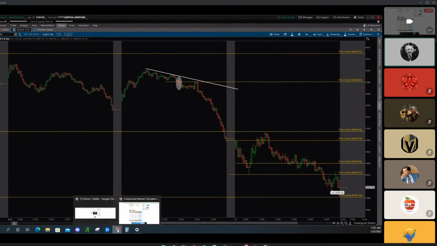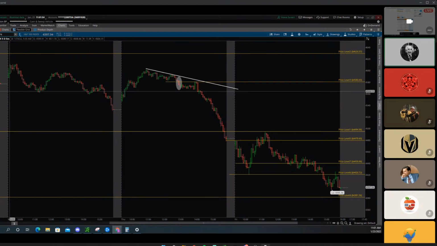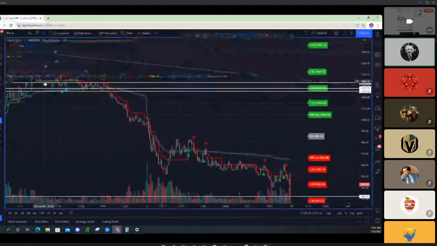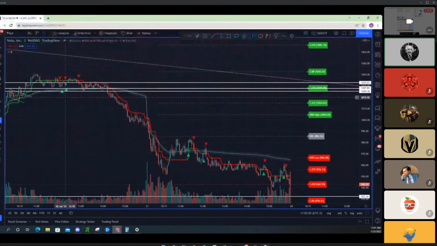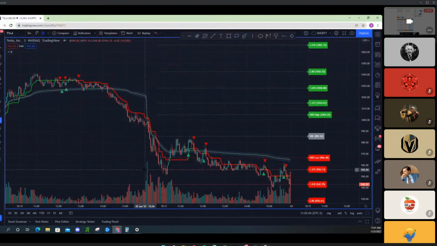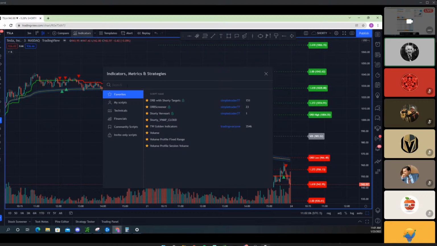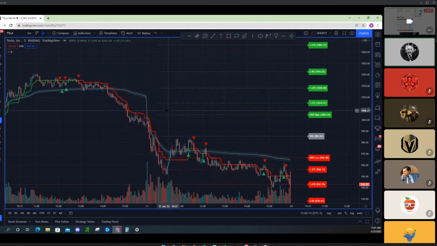Let me bring this up real quick here. So if you look at TradingView, right, and if you're new to TradingView and you haven't done these indicators, if you go under indicators here and you click invite-only scripts, you're going to see ORB, short targets, ORB screener, and then you're also going to have something called Shorty Clouds. You're going to be able to see the clouds.